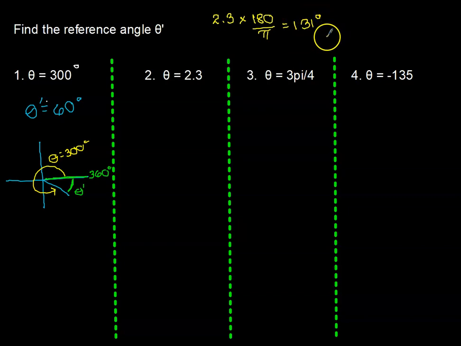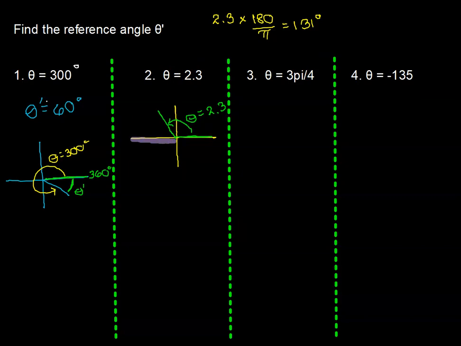So why am I converting it to degrees if I'm going to calculate in radians? Well, I want to know what quadrant it's in, so that would be an easy way for me to know. I know that 131 degrees is between 90 and 180, so I'm in quadrant 2. At 131 degrees, I would be about right here. Initial side is always 0. So this is the angle 2.3. The closest horizontal axis to it is here, which is pi.